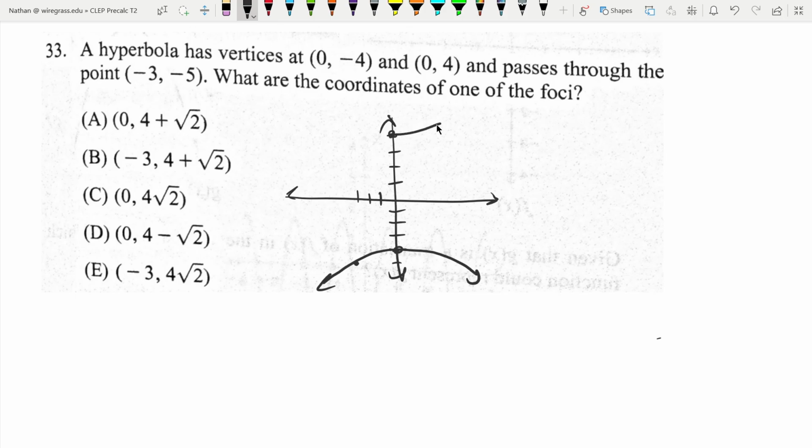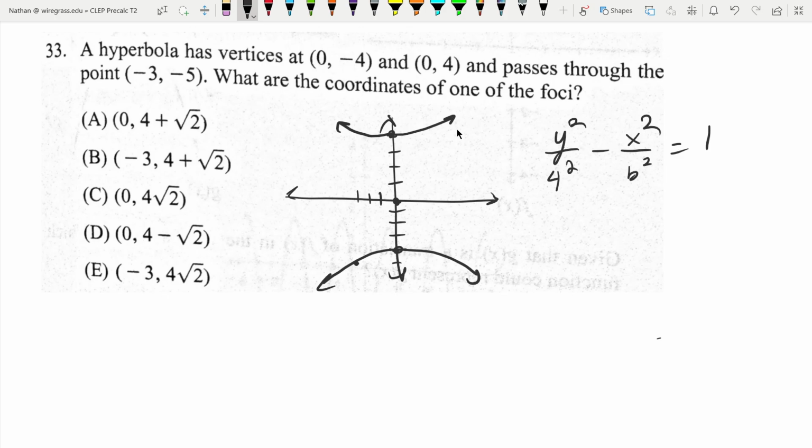I know it's like this because it said that (0, -4) and (0, 4) were the vertices, which means it has to be a vertical hyperbola. That means our equation is going to have the form y squared over a squared minus x squared over b squared equals 1. Specifically, a squared has to be 4 squared, since the vertices are 4 units away from the center. The center is located at (0, 0), which is why it's not y minus k and x minus h.